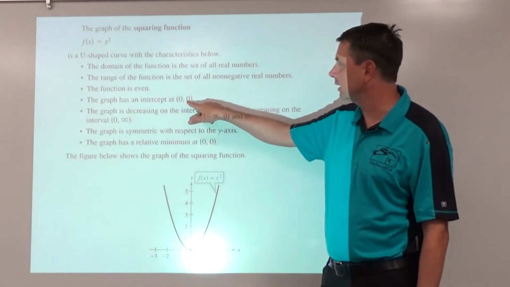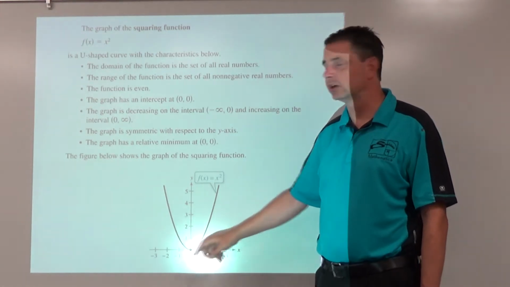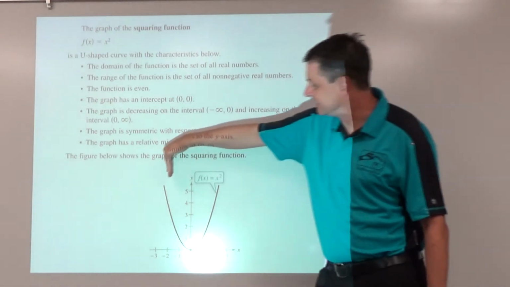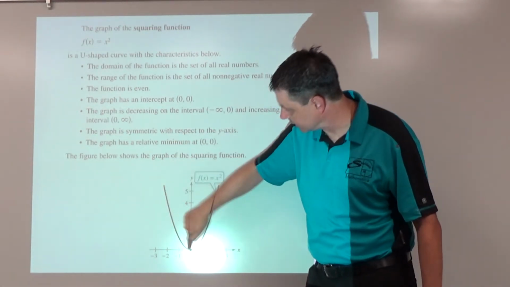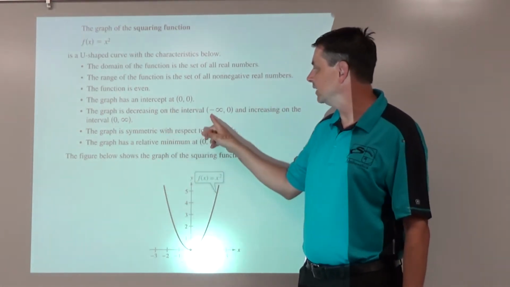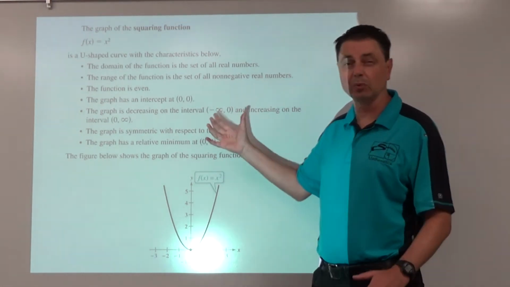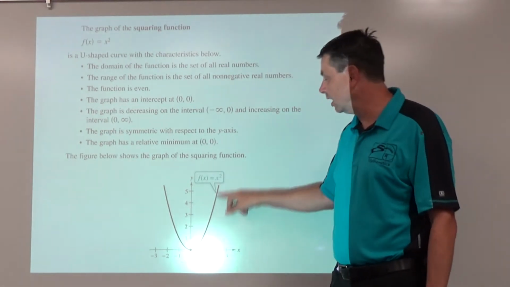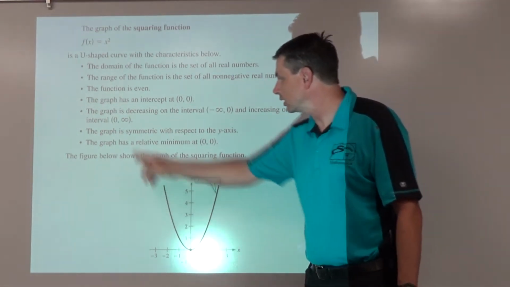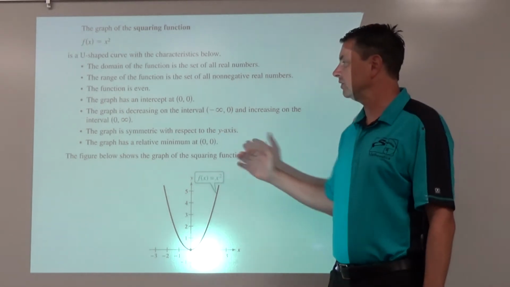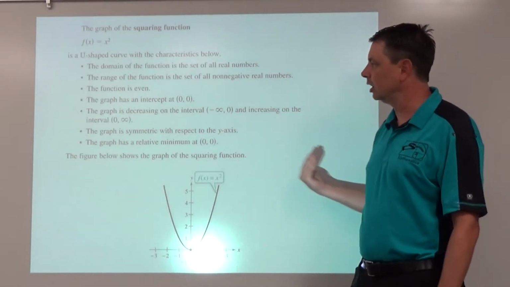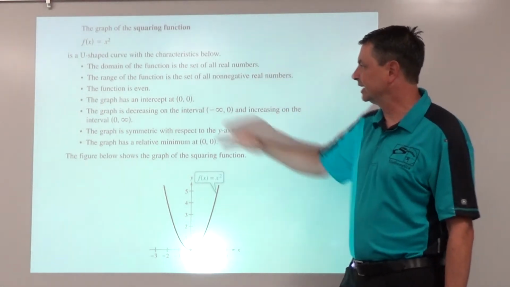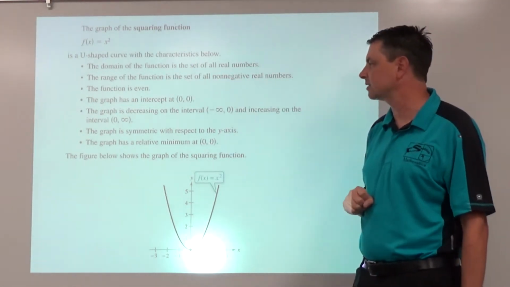It has an intercept at 0, comma 0. That would act as both an x-intercept and a y-intercept. It is decreasing until it hits here, so we could say from negative infinity to 0. Remember, we always use parentheses for increasing and decreasing and constant. And then it's going up over here. So starting at 0 and going to infinity, meaning always from 0 beyond, it's going to go up, therefore increasing. Because it's even, it's symmetric about the y-axis.